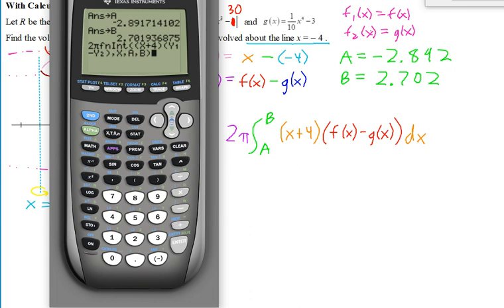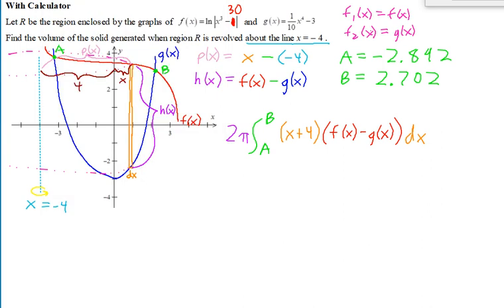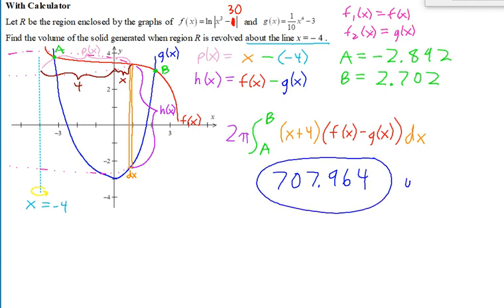Or if you have the newer 84s, it's going to look more like the Inspire format, where you still have all the same information, you just put things kind of like they look on paper. You put the x plus 4 and y1 minus y2 right here, you put the a and the b where they are in the integral, and you put the x here with the dx. And you can see we got 707.964 is our volume. Again, always be accurate to at least the thousandths place. And if you want, you can put units cubed, but you don't have to. Just a reminder that it's volume we're talking about here.